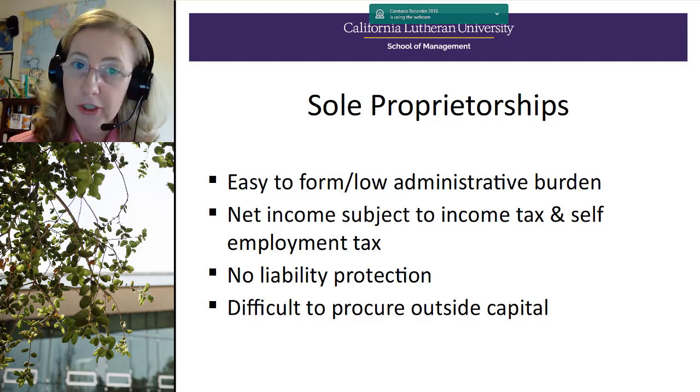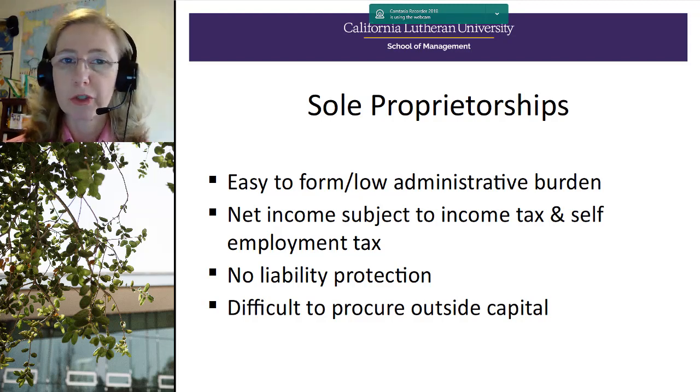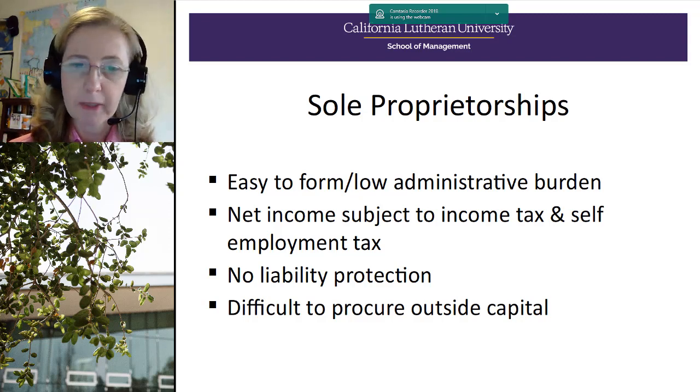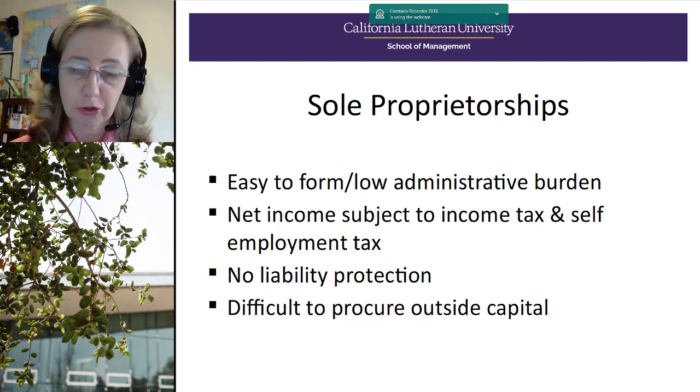So sole proprietorships are very easy to form. The downside is there's no liability protection. It's just you, so you are open to personal liability. And also, if you're looking to expand and you'd like outside capital, it's very difficult for sole proprietors to procure that capital.